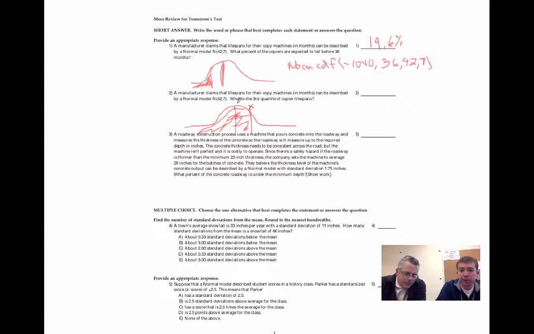So now we're going to do inverse. This is a straight up inverse normal because remember the input is the area to the left, and what it gives us is the cutoff value. So 0.75, 42, 7 gives us 46.7. What does that mean if that's the third quartile? That means that 75% of the copiers' lifespans are going to be below 46.7 months. Very good. So next one.